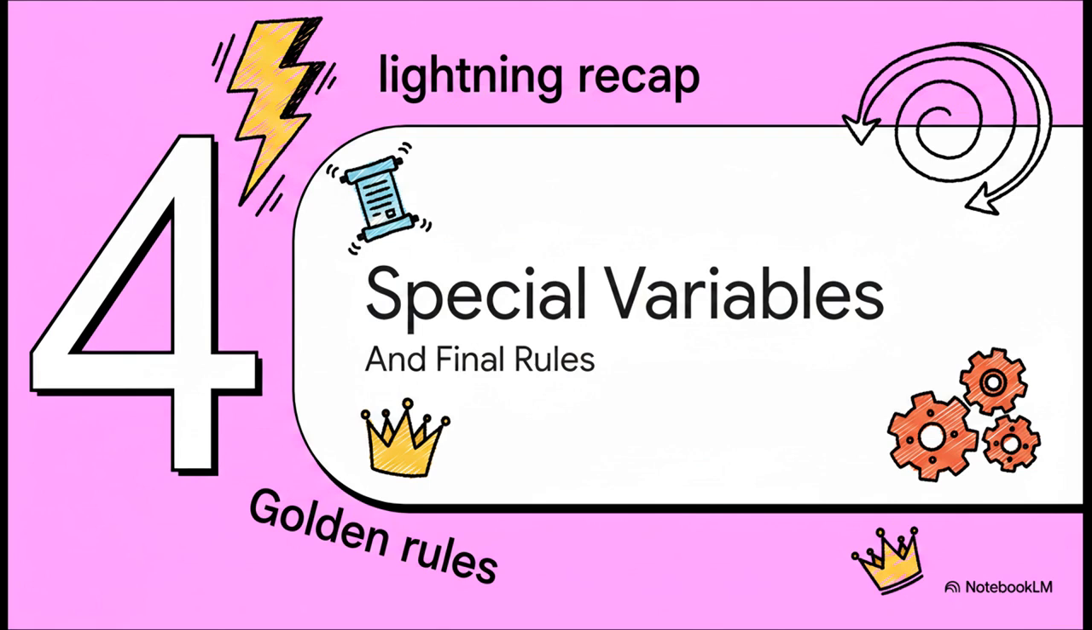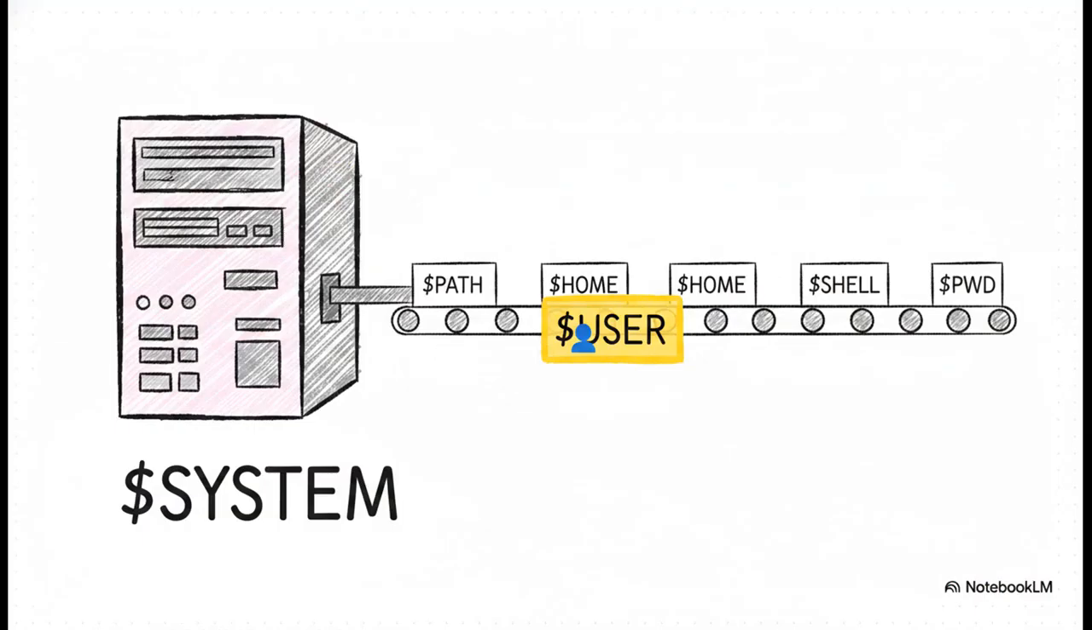Okay, we are almost home. Before we wrap this up, I want to quickly show you a special kind of variable, and then we'll do a lightning recap of those golden rules. So get this, your system actually has a whole bunch of these boxes already set up and filled in for you. They're called system variables or environment variables. A great example is $USER. It always contains the username of whoever is currently logged in. You don't have to create it or fill it, it's just there, waiting for you to use it.